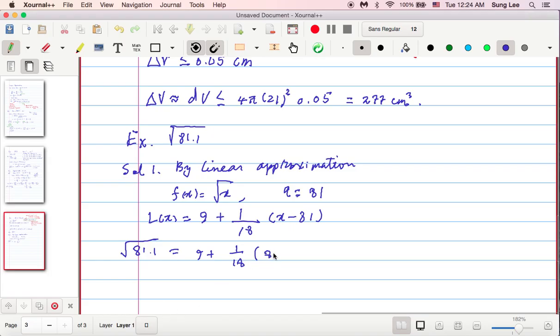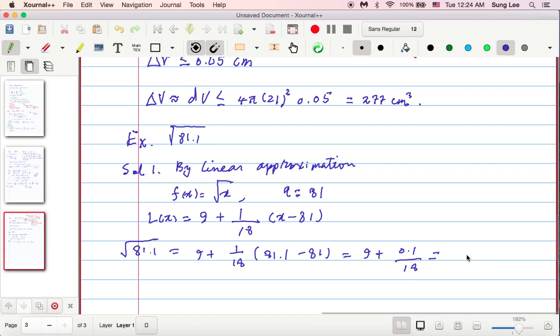So 81.1 minus 81. The reason I'm leaving it like this is that 81.1 minus 81 is going to be just 0.1. So that's simpler to calculate. So we have here 0.1 divided by 18, okay? Which is actually 1 over 180.